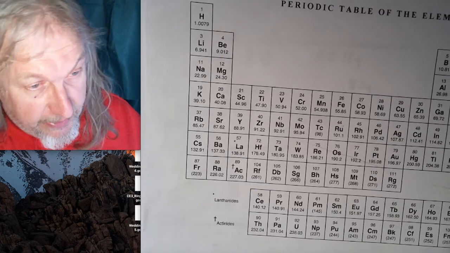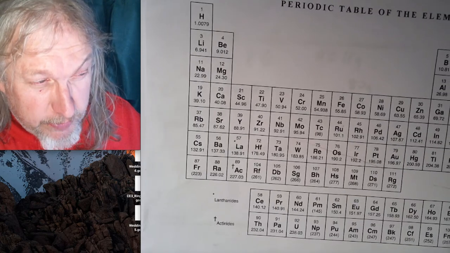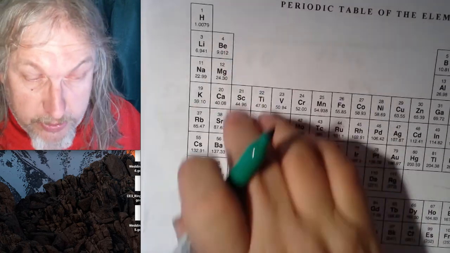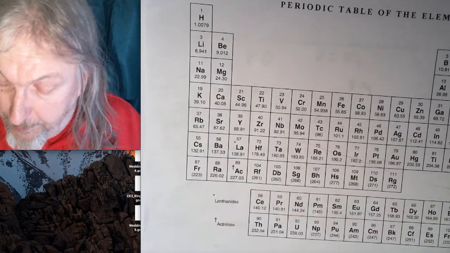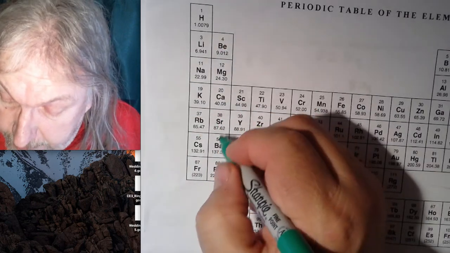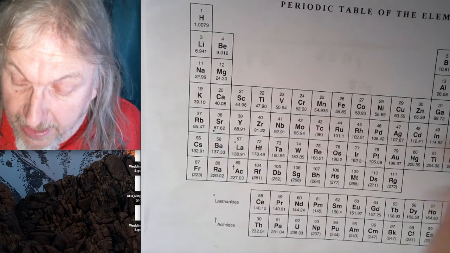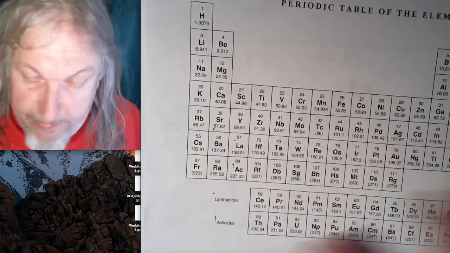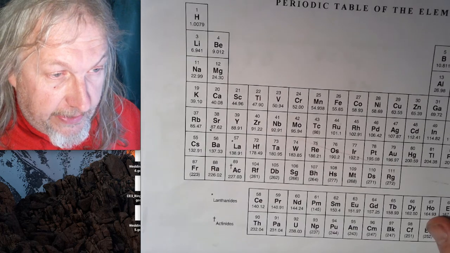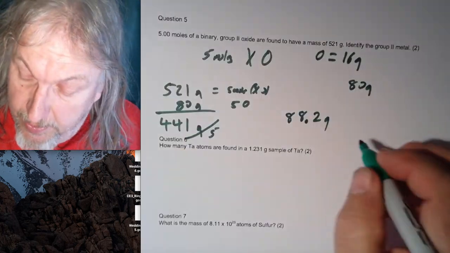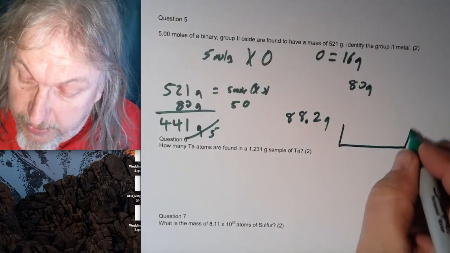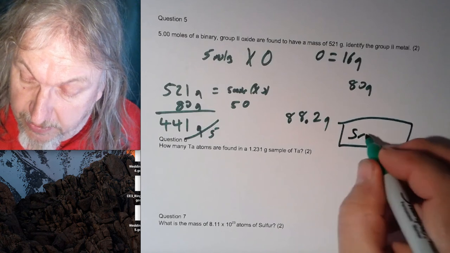Now, if I look at my periodic table, I've got to use my sense here. It said it was a group 2 metal. Group 2 metal only. So now I've got to find the group 2 metal that is closest to 88.2 grams. And if I look, I see that strontium has a mass of 87.62. So my answer, what I'm going to block in, is Sr, strontium.